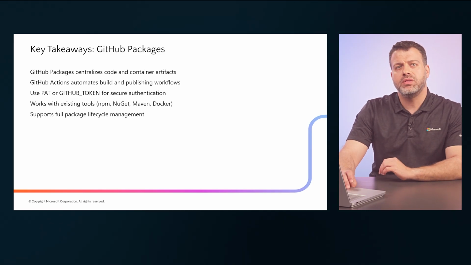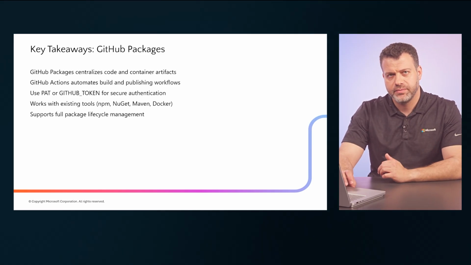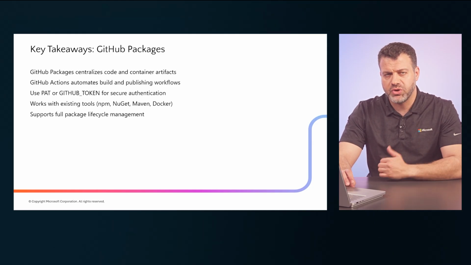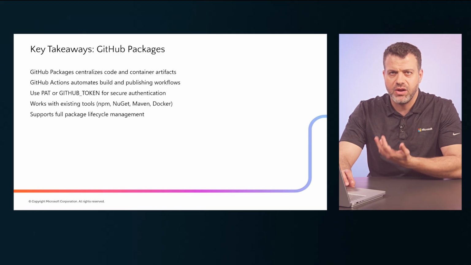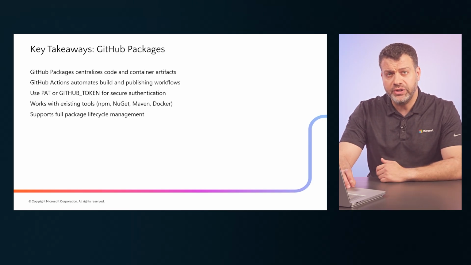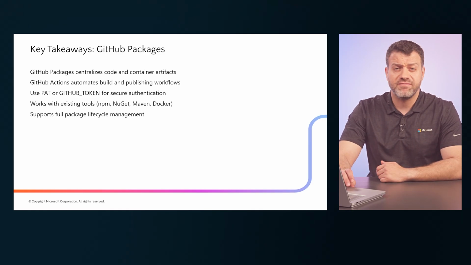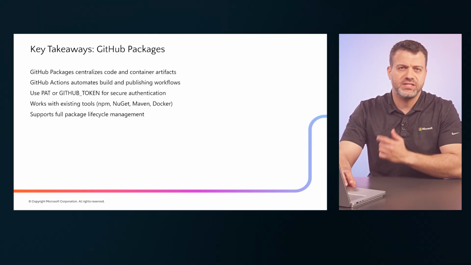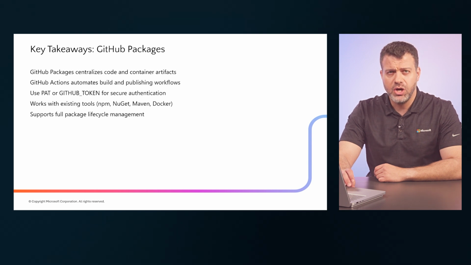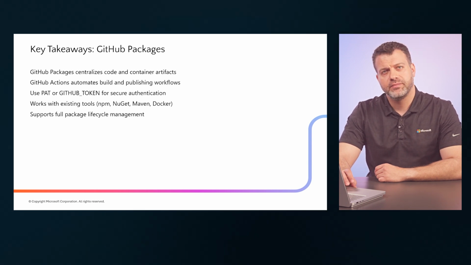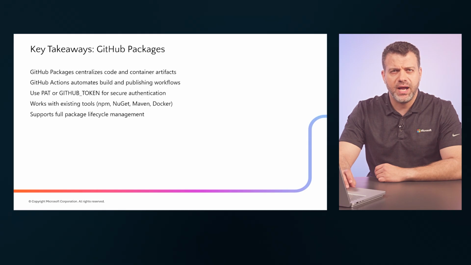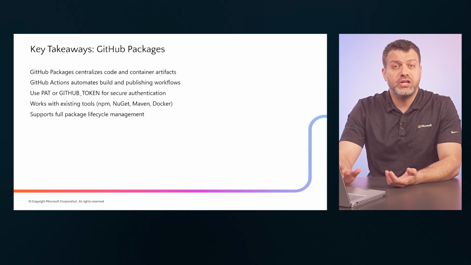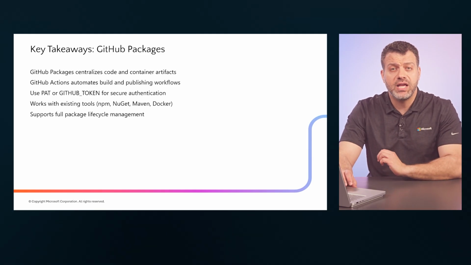Fourth, GitHub Packages integrates seamlessly with existing developer tools, whether you're using npm, NuGet, Maven, or Docker, so teams don't need to adopt new systems. And finally, GitHub provides built-in capabilities to manage the life cycle of your packages, from publishing to automation to cleanup. If you keep these principles in mind, you can build scalable, secure, and automated pipelines, managing your applications and artifacts in GitHub easily.